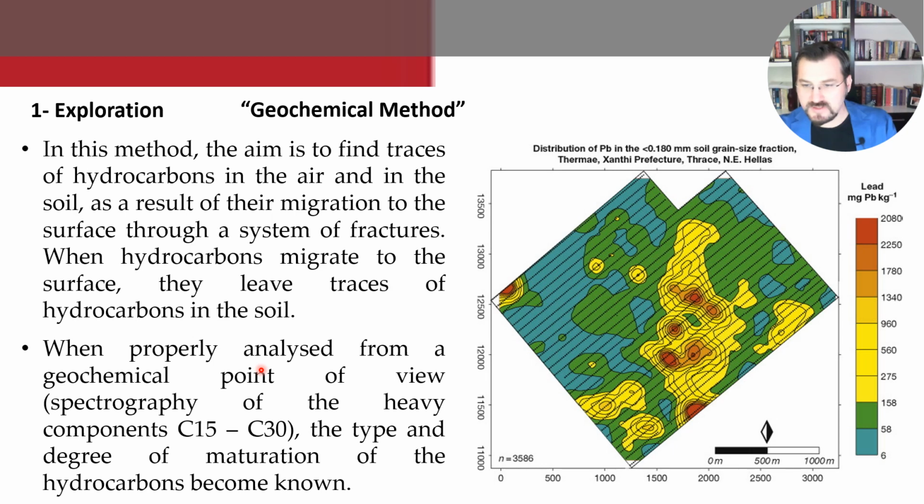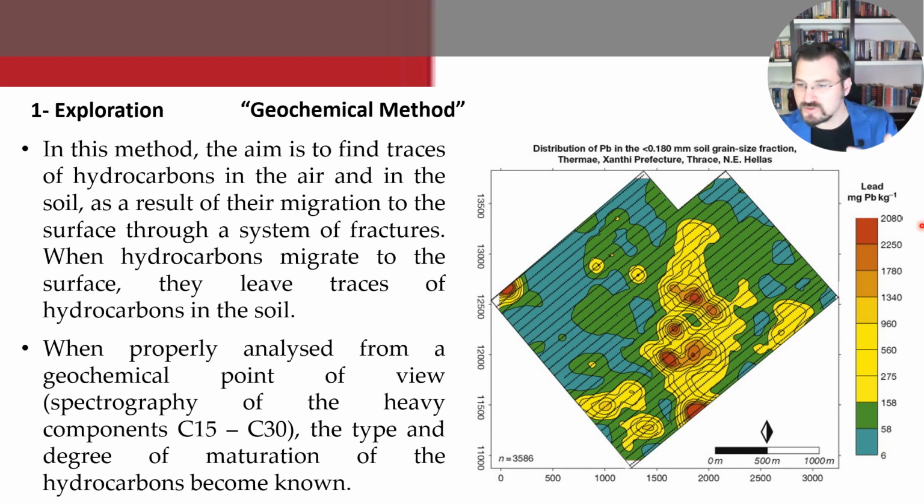So another one is the geochemical method. You can see a kind of geochemical map here: distribution of Pb in the 0.18 millimeter soil grain size fractions. In this method, the aim is to find the traces of hydrocarbons in the air and in the soil. As a result of their migration to the surface through a system of fractures, when hydrocarbons migrate to the surface, they leave some type of traces of hydrocarbons in the soil.